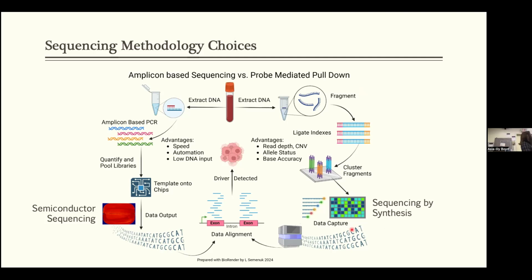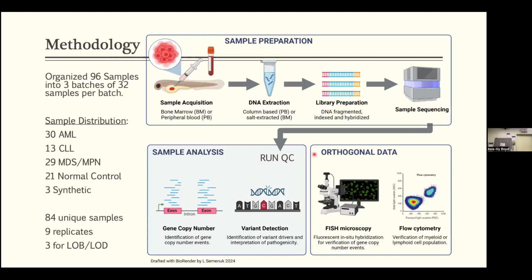So the pros of probe-mediated pull-down are that it has much better base accuracy. It usually has much more robust depth that can be obtained. You can more reliably do copy number detection because you're not amplifying at the beginning. And also you can do a pretty accurate measure of allele status. What allele status means is, if you have two driving events or two mutations that are within close enough proximity, so they have to be within the same length as your library, you can tell whether those two variants are on the same or different chromosomes. It's super fun. So for this project, we decided to go ahead with that method.